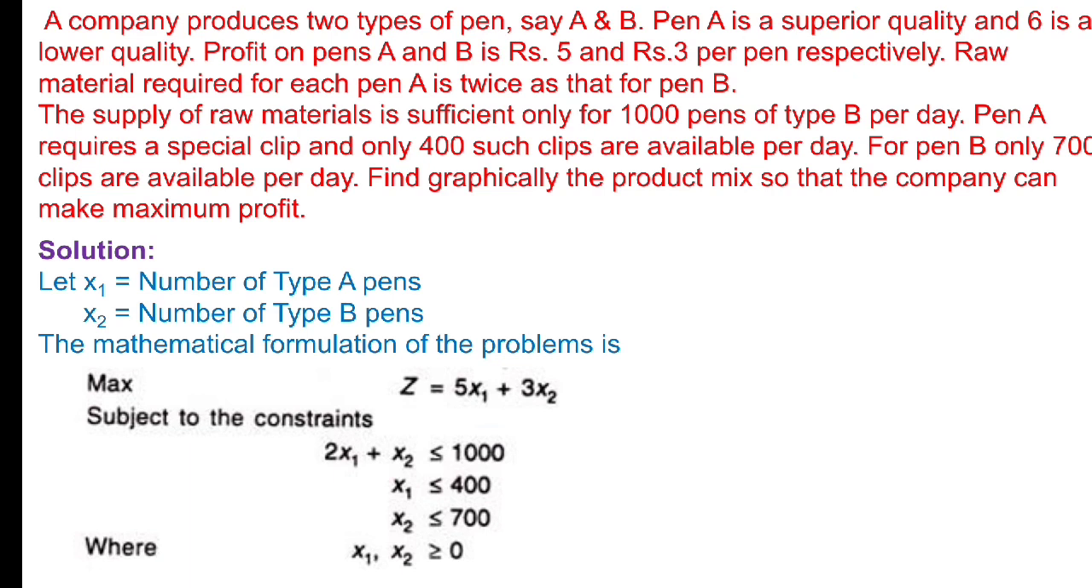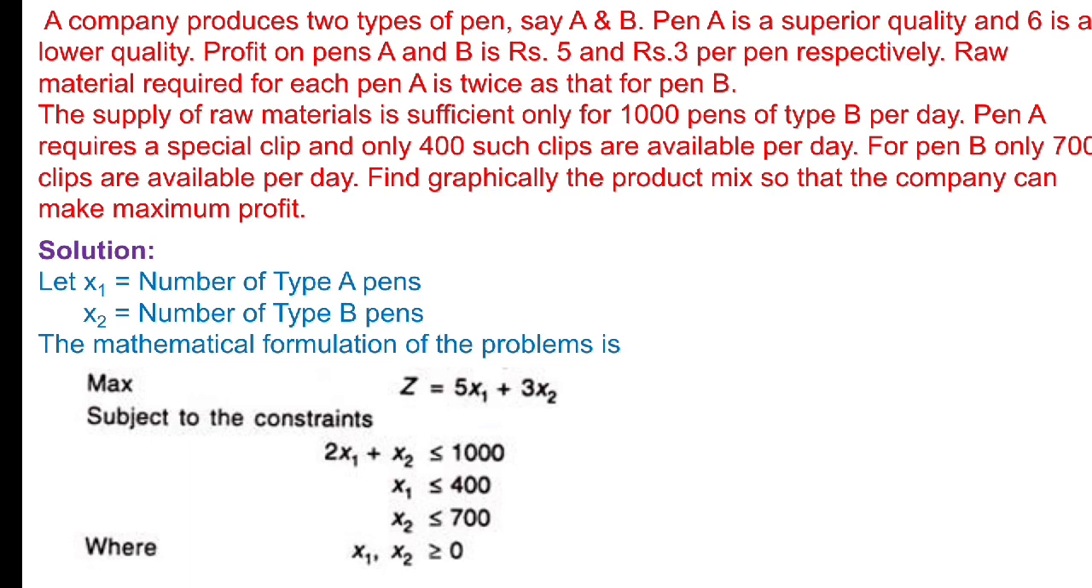And the raw material for pen A is twice that of pen B. So x1 of A will be twice of x2. A is twice and B is once. Therefore, twice x1 plus x2 we get here. Then in a similar way, we can find 1000 pens per day. Pen A requires a special clip and only 400 such clips are available per day. For pen B, only 700 clips are available per day. 400 for the first, pen A, then 700 for the second, pen B. This is the one. Now we will take it into consideration.